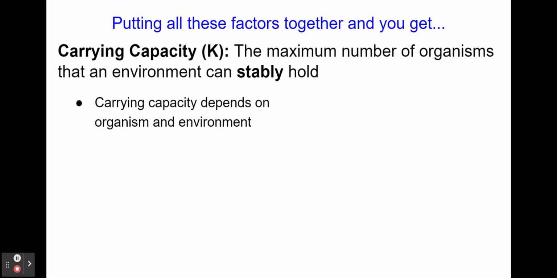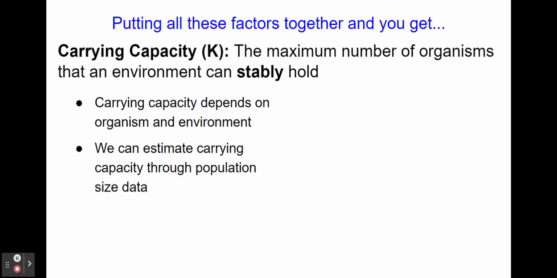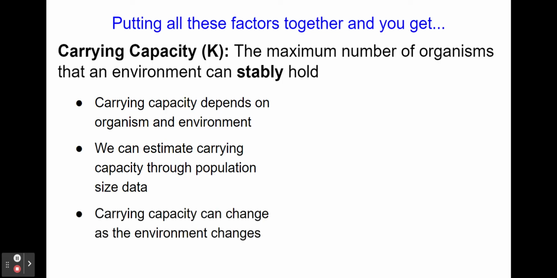3 things to know about carrying capacity. Number 1, carrying capacity depends on the organism and the environment. Different organisms within an ecosystem will have different carrying capacities. When we look at a food web, we're going to have one carrying capacity for our tertiary consumers and a different carrying capacity for our primary producers. We can estimate our carrying capacity through population size data, and I'll show you how to do that when we look at graphs in a moment. And finally, carrying capacity can change as the environment changes. So I'm going to show you a graph with carrying capacity marked in a moment. Don't draw this graph. I'm going to have you draw a better graph in a moment.